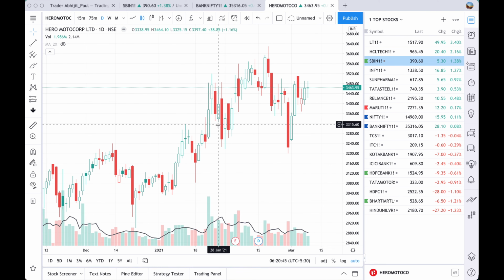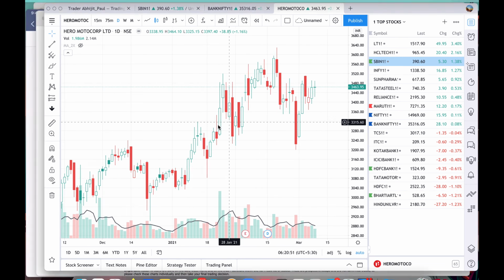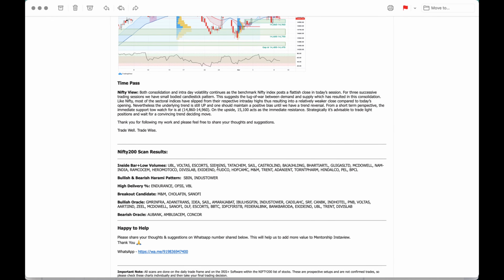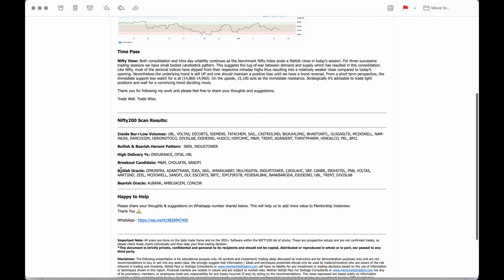So I'll be looking to buy on a dip and sell on a rise. And for this, I have a filter which I call the Oracle. And again, don't worry, I scan this every day and I share the list freely to everyone who is subscribed to the newsletter, registered for the newsletter. So bullish Oracle and bearish Oracle.